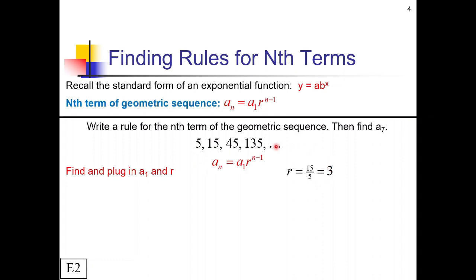And then we can plug that into this. So I'm going to have a sub n equaling 5, that's my a1, times 3 to the n minus 1. And I don't really need to simplify this any more algebraically. It turns out this is going to be good enough for our purposes. We do, however, want to figure out the seventh term. So to do that, we can plug 7 directly in for n in this problem. And let's go ahead and use the calculator now to actually crunch those numbers.